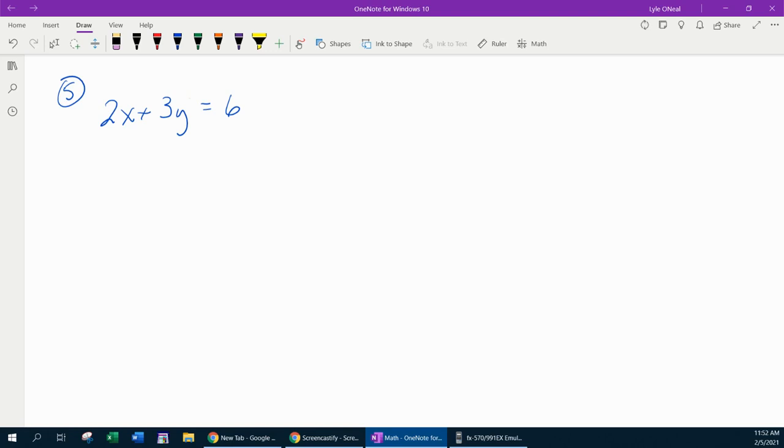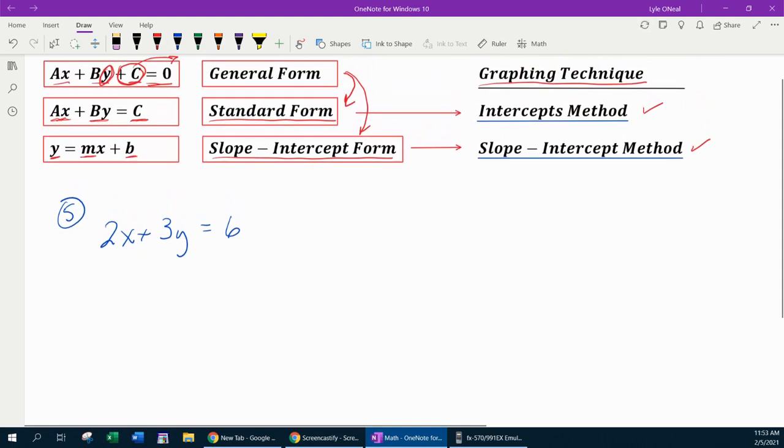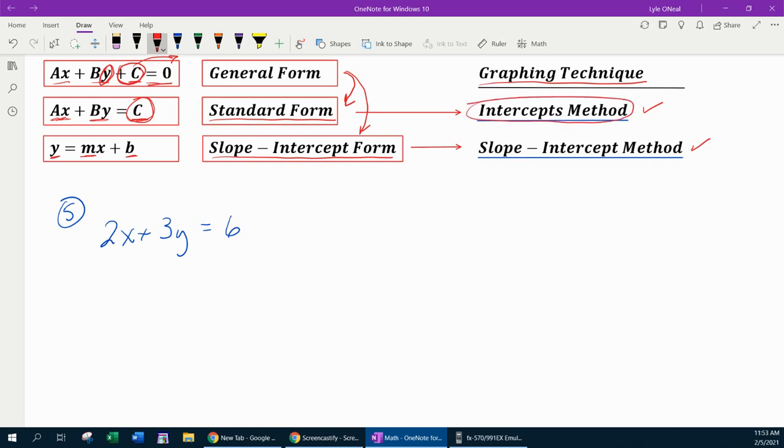The next thing we notice is that this equation is in standard form. So if we scroll back up and look at standard form, you're going to have your ax plus by equals c. And here we can see that that does fit the format for number 5. So since we're in standard form, our graphing technique that we're going to demonstrate is the intercepts method.